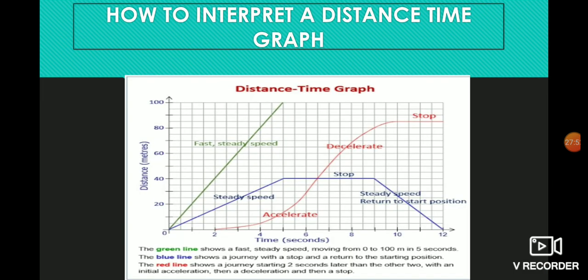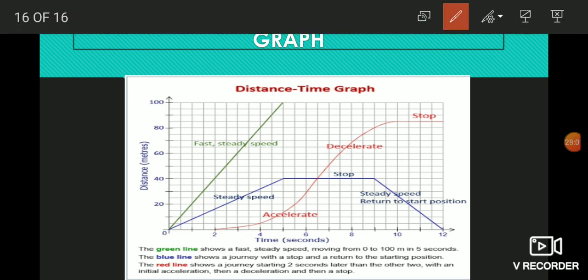Now let us see three vehicles, each represented by a different color graph. You see the green line here, it represents the uniform motion, a straight line, steadily increasing motion. You see the blue line, it is steadily increasing, then it stops, and then again it is decreasing, finally it is coming back to the same position that it started.